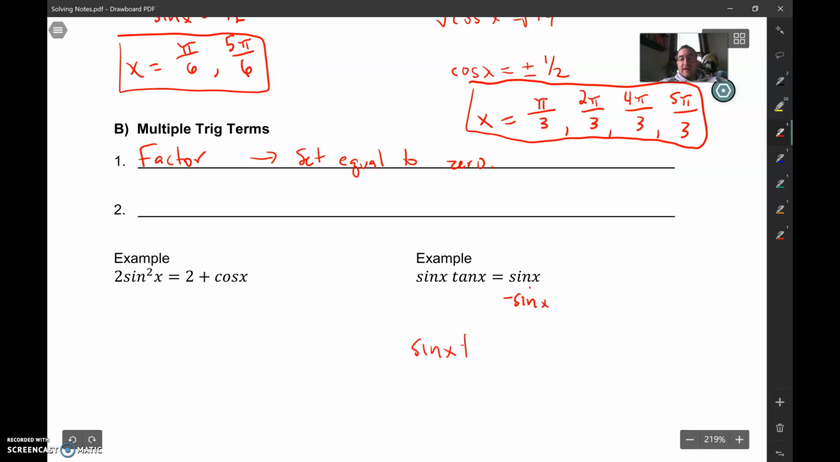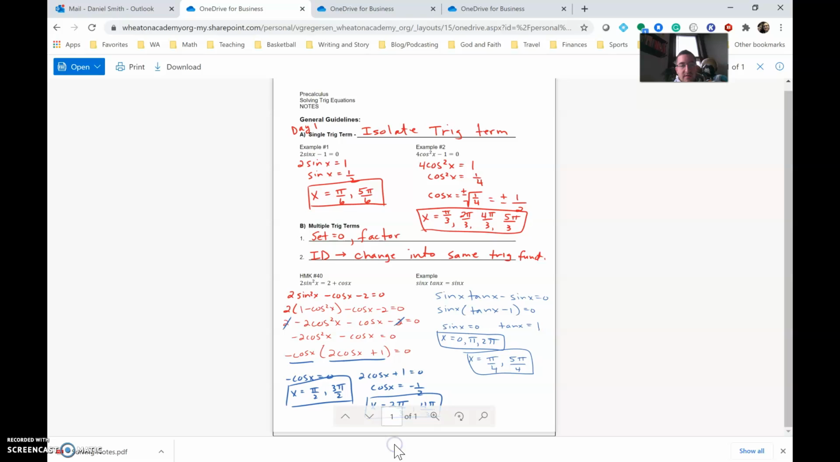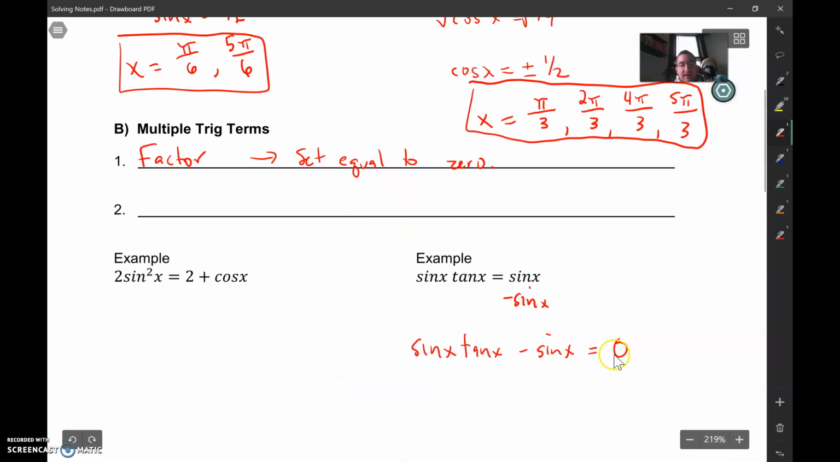So it would be sine of x tangent of x minus sine of x equals 0. And now we can pull out a GCF, which we'll do in a second. If there are multiple trig terms, we want to factor and set it equal to 0. Sometimes you have to use identities in order for us to simplify and solve.